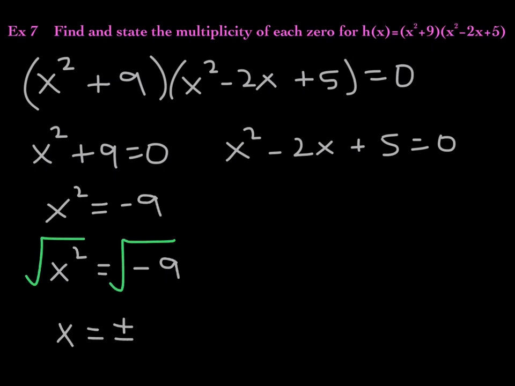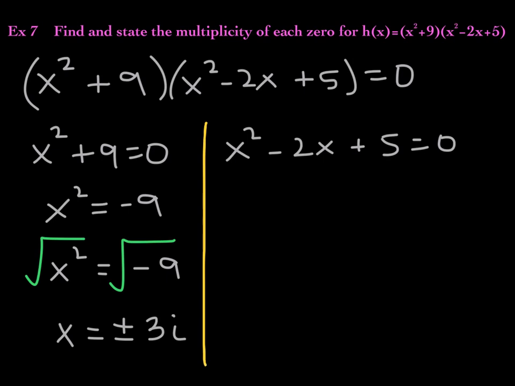And watch this. The square root of 9 is 3. But because there's a negative underneath the square root, that generates the imaginary unit i. So then there are 2 solutions here, positive 3i and negative 3i. They're 2 different solutions, and they're both non-real, or you can say imaginary. Now over here, for this equation, because it doesn't factor, I'll use the quadratic formula to solve for x.